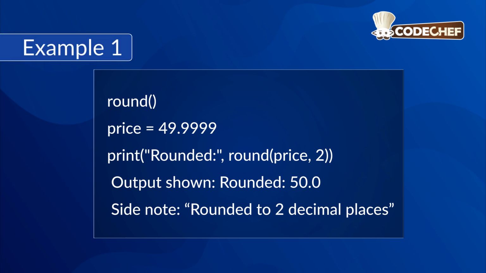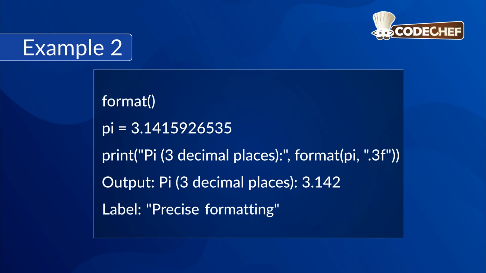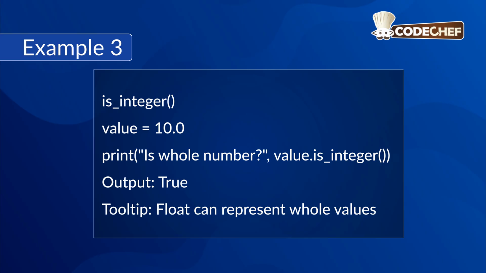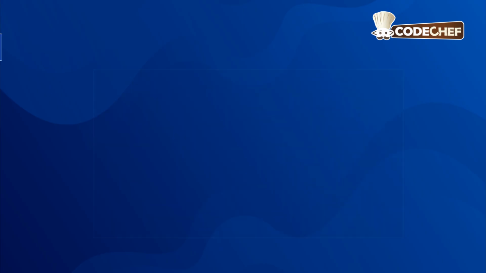Example 1. We round a price of 49.9999 to 2 decimal places. Rounded, 50.0. Example 2. Formatting pi to 3 decimal places gives us 3.142. Example 3. Want to check if a float holds a whole number? 10.0.is_integer returns true.